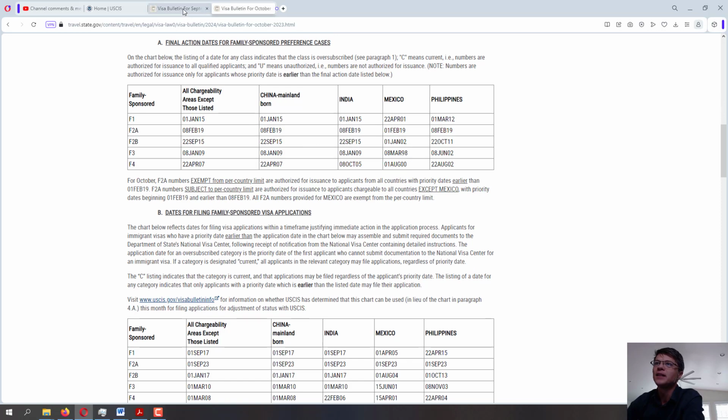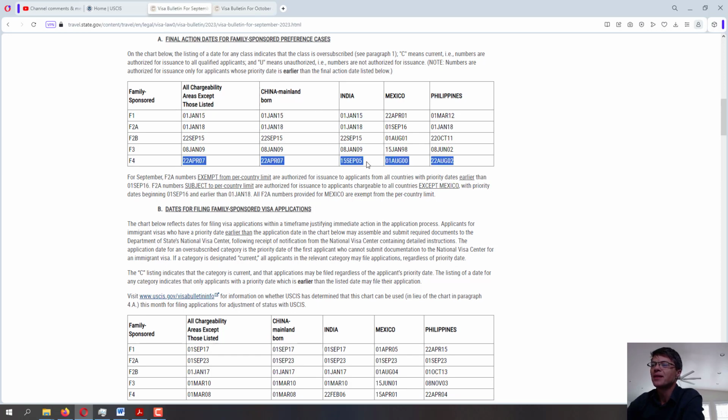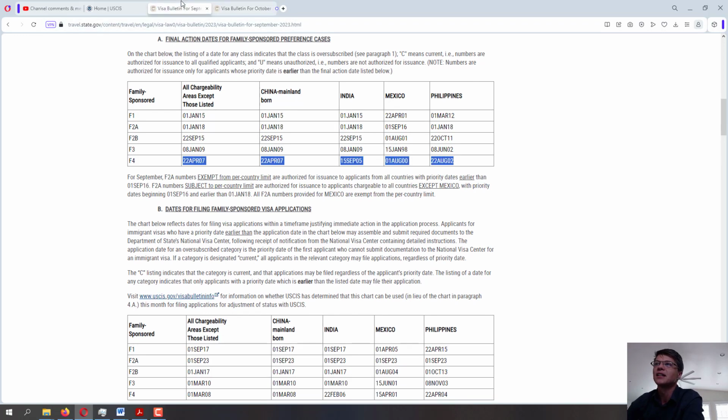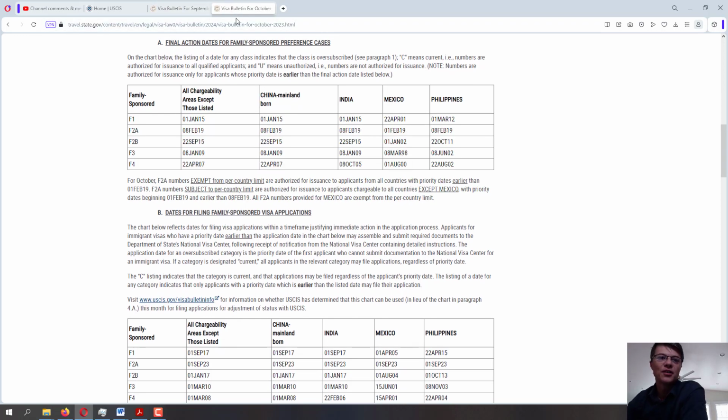So no movement for all chargeability, no movement for China. There is some movement for India, looks like. September 2005 to October 2005. So looks like just under 1 month of movement, not a lot, but something is better than nothing for sure.